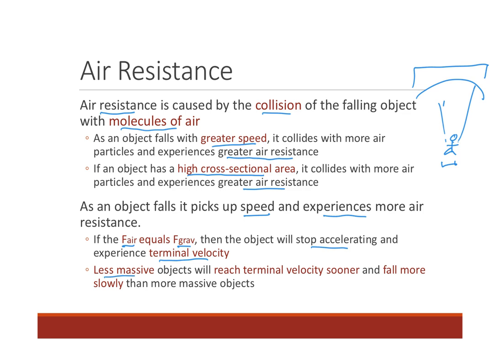Less massive objects will experience terminal velocity sooner, and then overall they will fall more slowly than more massive objects. So if you think about dropping a bowling ball and a feather, a bowling ball would take quite a bit longer to reach terminal velocity because it's much more massive, where a feather is going to very quickly reach its terminal velocity and fall much more slowly to Earth.